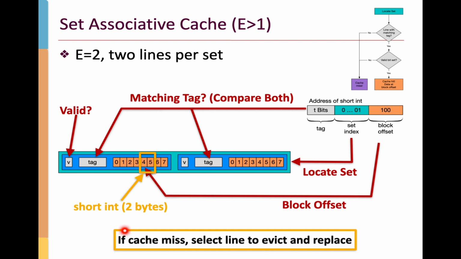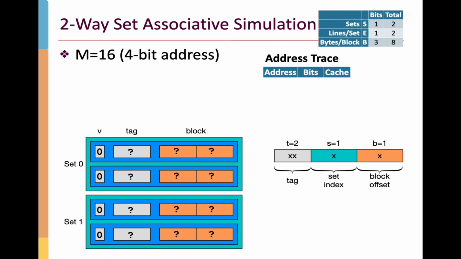Notice that if the cache misses, as before, we're going to select some line from the cache and throw it away and bring up the appropriate entries from the lower level in the hierarchy and replace that line in the cache at this level. Let's look at a simple simulation of a set associative cache.